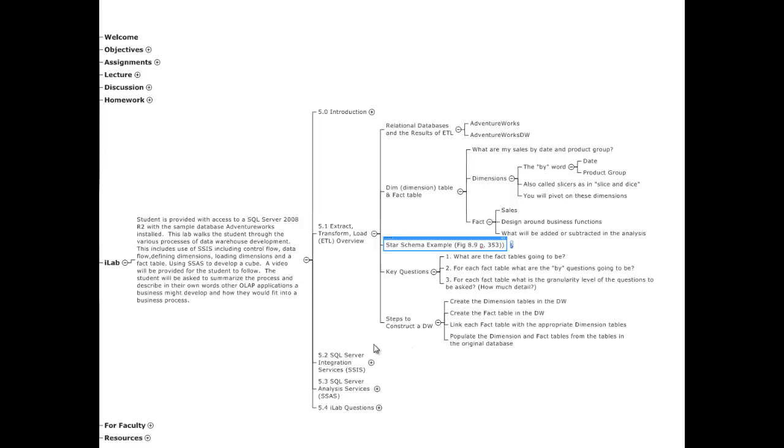It turns out that Microsoft's tool for doing this is called SQL Server Integration Services. With SQL Server Integration Services, you can set up and manage the entire process of creating, populating, and doing ETLs to create your data warehouse as it evolves through time. So in the next video, we're actually going to go through and set up a data warehouse using SSIS.